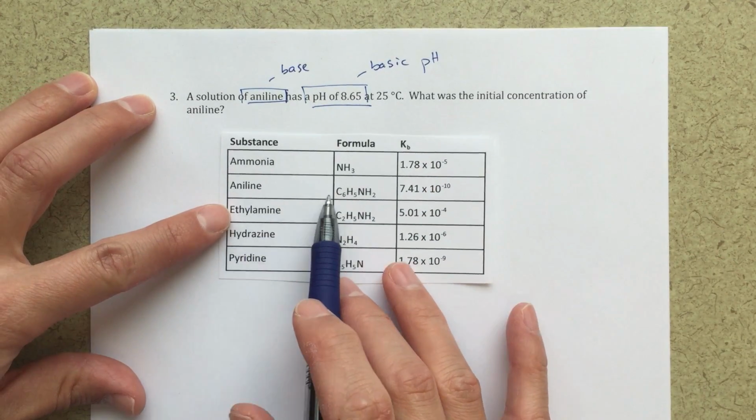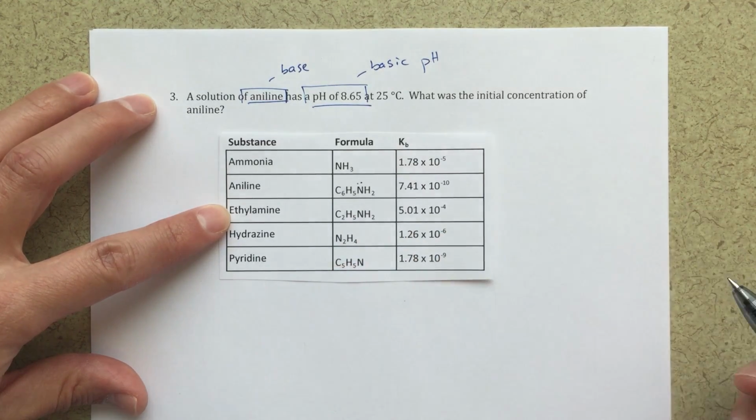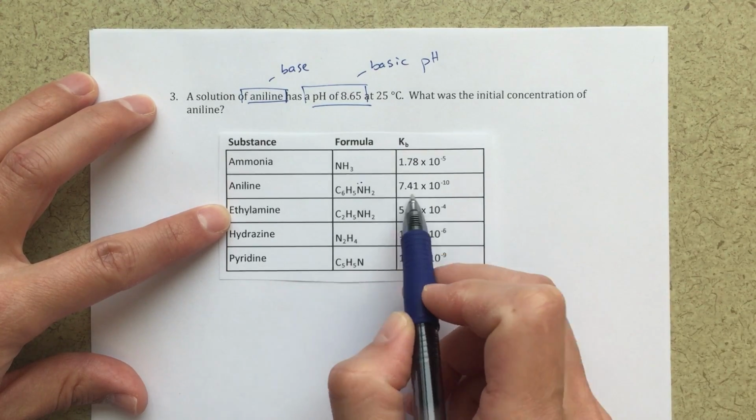If I look at my little table here, the table that you're given, we've got aniline and we've got our formula C6H5NH2. This nitrogen is what's acting as the base. It's going to be accepting the proton. And I'm given a Kb.